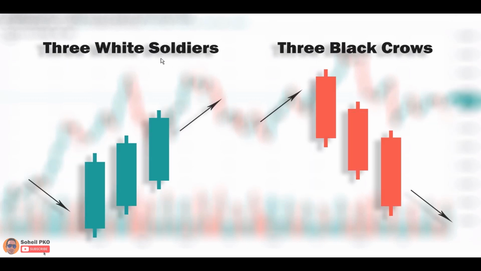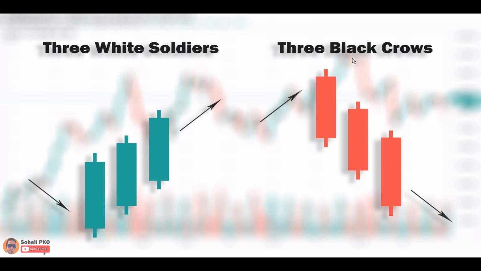Three white soldiers. This pattern forms following a downtrend or at support levels. It's made of 3 candlesticks and all 3 of them are long green candles with small shadows. The second one opens in the body of the first one and closes above the previous candle close, and also the third one opens in the body of the second one and closes above the previous candle close. That confirms the possibility of reversal based on this pattern.